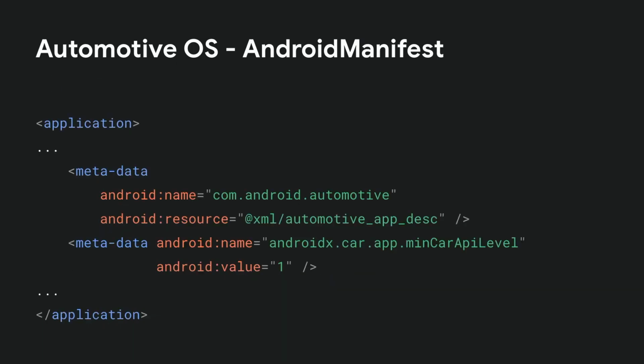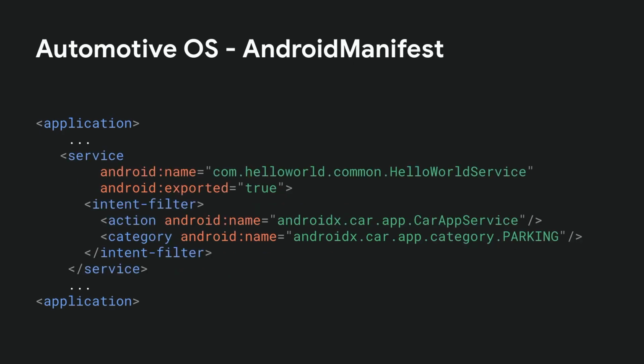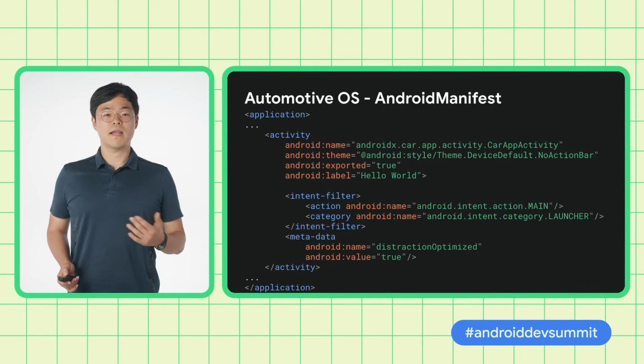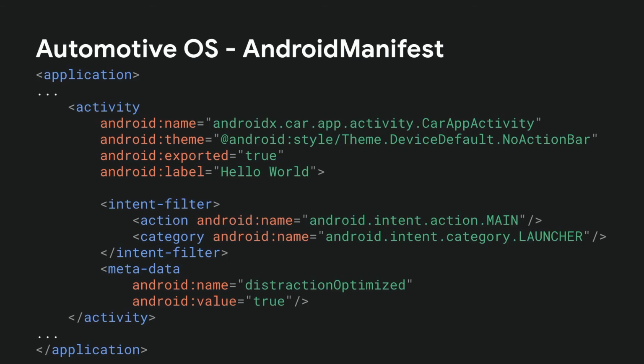As we did for Android Auto, we add the metadata so Automotive OS can recognize our app as a car app, and also declare the minimum API level. Again, our car app service is declared in the same way. Lastly, we declare an activity specific to Automotive OS. Notice the distraction-optimized metadata. This is needed for our app to work while the user is driving. That is it. Now you can build an app that runs in both Android Auto and Automotive OS.